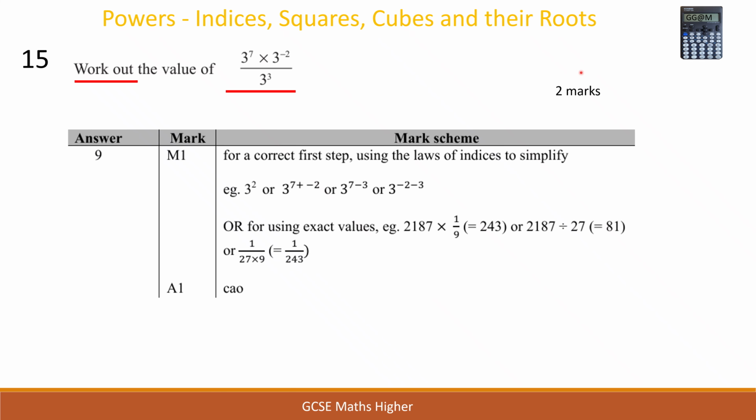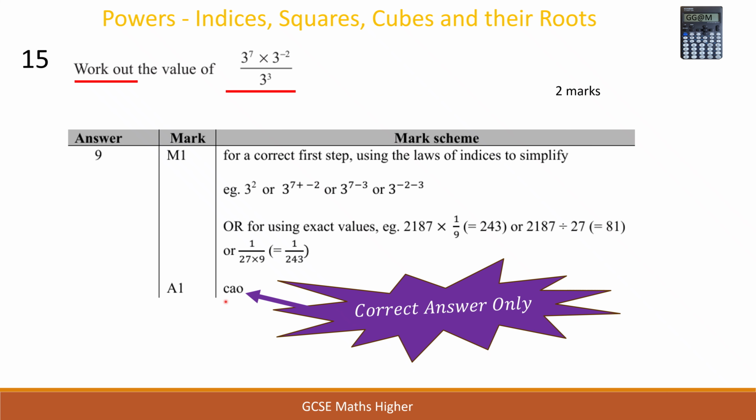Fantastic work. Now to get the full 2 marks, you must show some steps or some working of where you're going. If you just type it in your calculator, you won't get the full 2 marks. So you need to show where the method is coming from and where to get the answer from. The CAO again means correct answer only. So the answer we're looking for is 9. If you need some more help or explanations, just comment below and let me know where you need help.